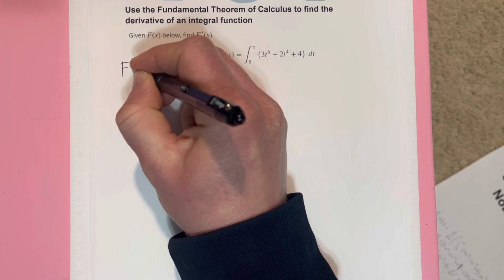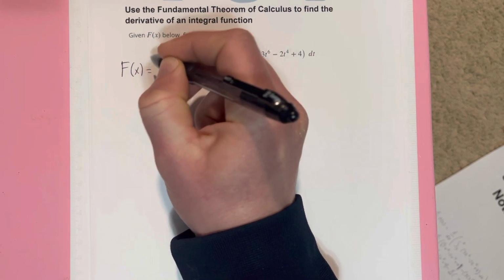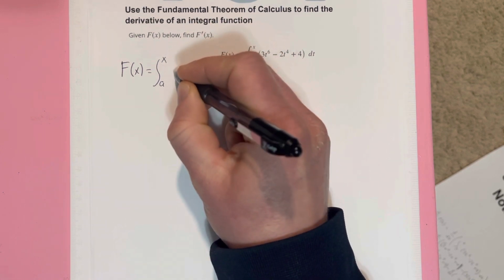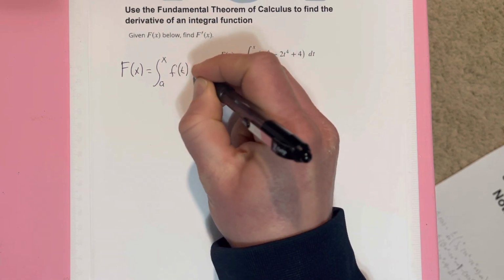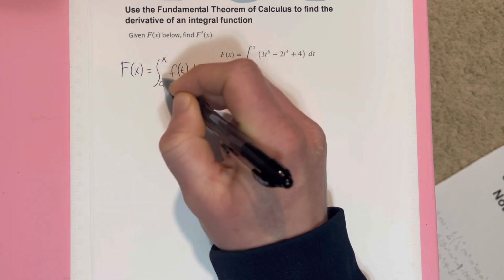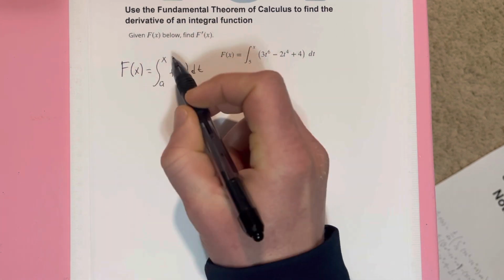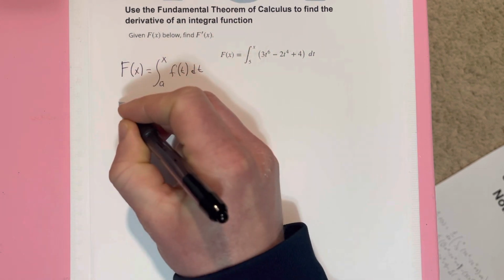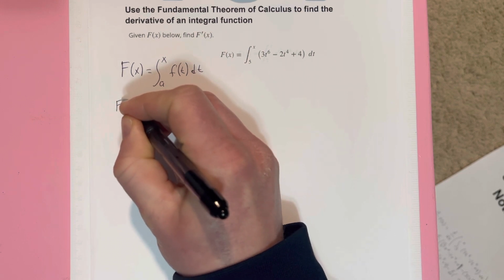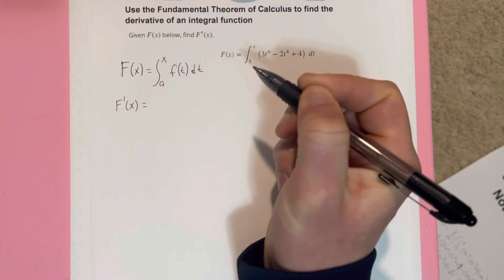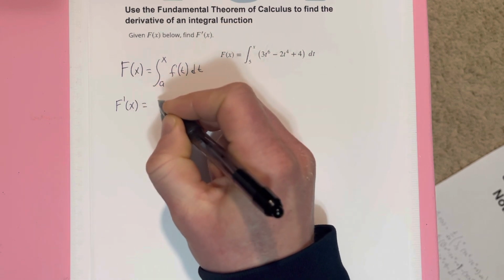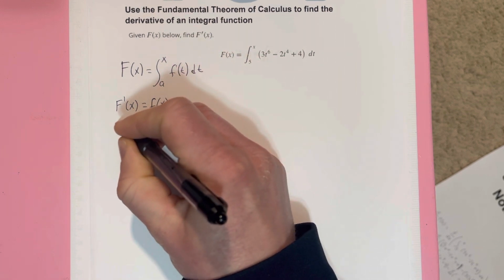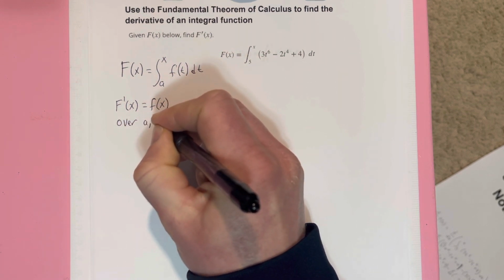First thing I want to do is write down what the fundamental theorem of calculus is. It says that capital F of x is equal to the integral from a to x of f of t dt. So if this is true, and the function inside here, f of t, is continuous, then we can say that F prime of x is actually equal to f of x over the interval a to b.